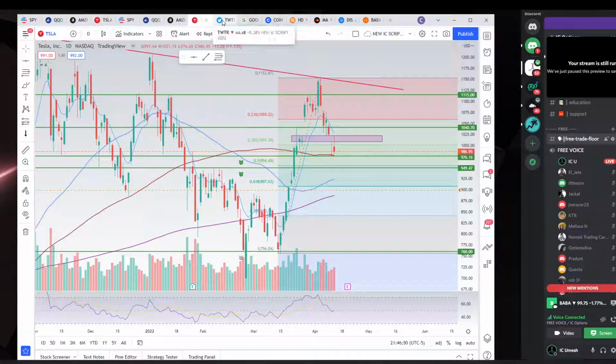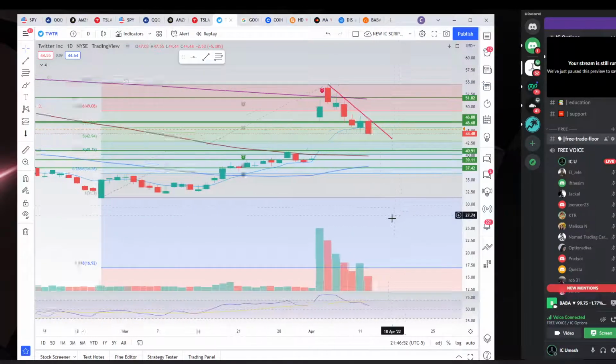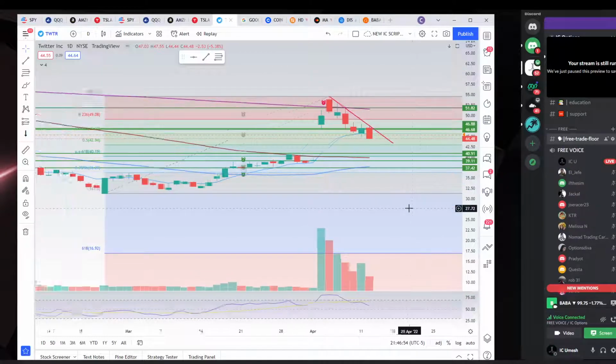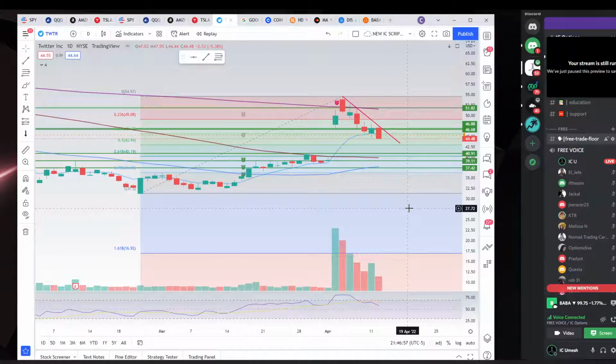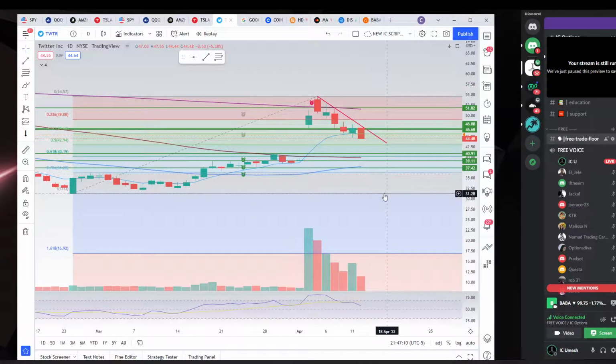All right, the next one, I'm also watching Twitter. Twitter right now is just rejecting this trend line continuously. This is a trend line I drew from the top. It has been rejecting continuously, and today it finally closed below this 9 EMA. So tomorrow my aim on this one is, if it comes back to around the 46s, I am going to short this, because I think it is coming back to fill the gap eventually, around 40.91.